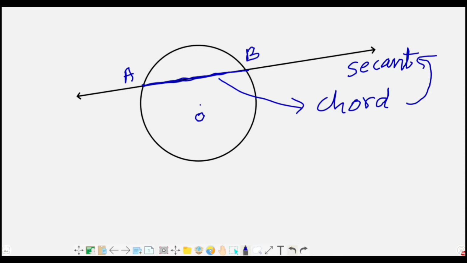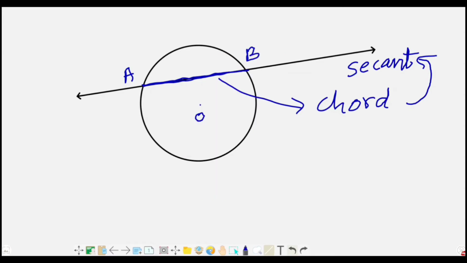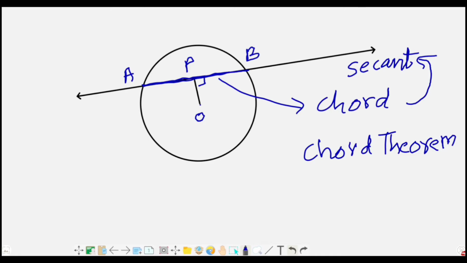Now, you have done last year also in the 9th standard that when you draw a perpendicular from the center to the chord, then it bisects the chord. That is the chord theorem you have done. Again I am repeating, what is that chord theorem? The perpendicular drawn from the center to the chord bisects the chord. So OP is my perpendicular to the chord. Then AP and PB are both equal.